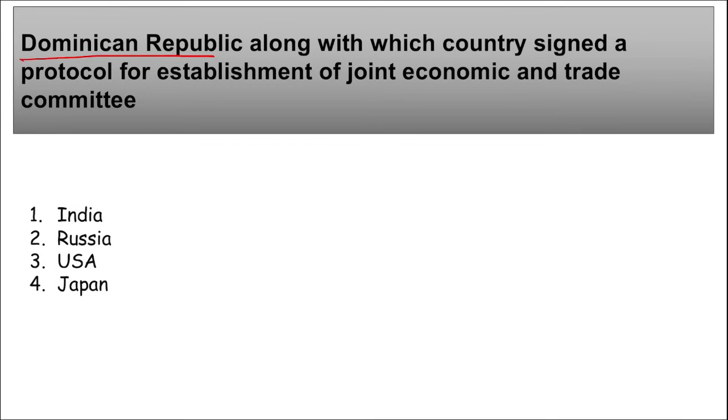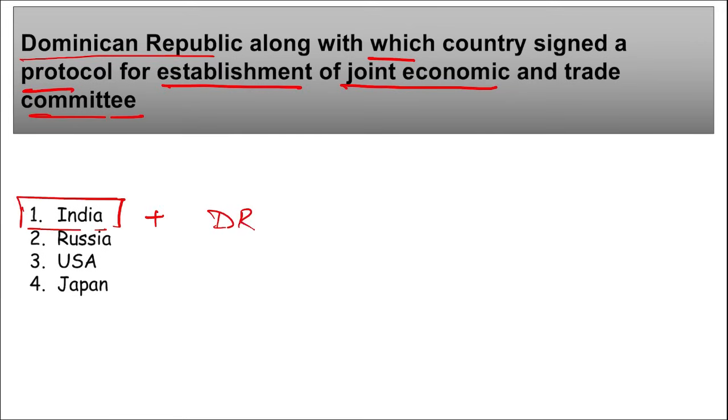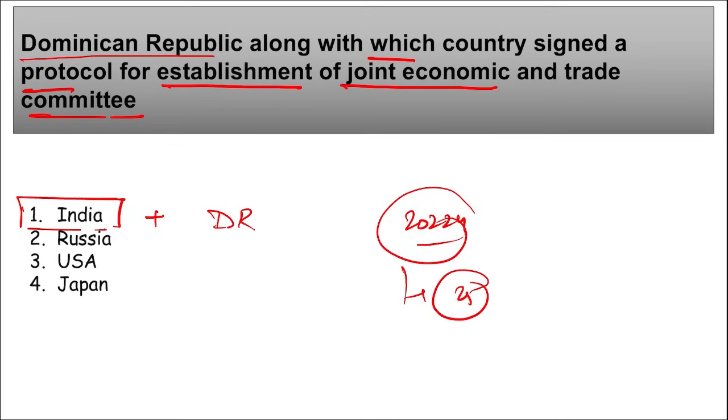Next, Dominican Republic, along with which country signed a protocol for the establishment of Joint Economic and Trade Committee? So it is our India, along with Dominican Republic, they have signed a protocol for the establishment of Joint Economic and Trade Committee. Right? The protocol here, basically, will boost the existing economic and commercial relations further. And the year 2024 marks the 25 years of establishment of diplomatic relations between India and Dominican Republic. This protocol aims to establish bilateral mechanisms between both the nations in trade and commerce, and enhance the collaboration in various service sectors, and foster technological innovation in both the countries.